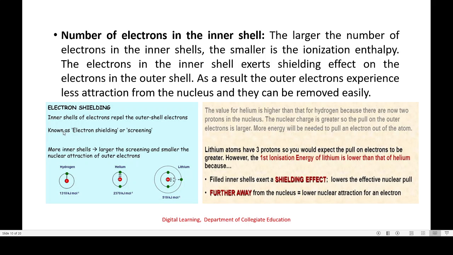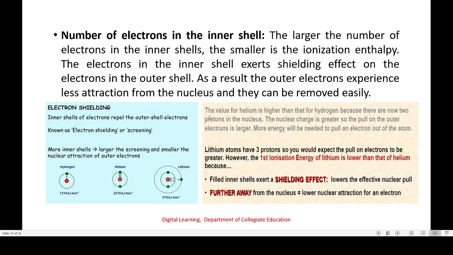So, the inner shells of electrons repel the outer shell electron, and they also form a shield, which we call electron shielding or screening. So, the more inner shells, the larger the screening and the smaller the nuclear attraction of the outer electron, and hence ionization energy is low. Let us take the example of hydrogen, helium and lithium.